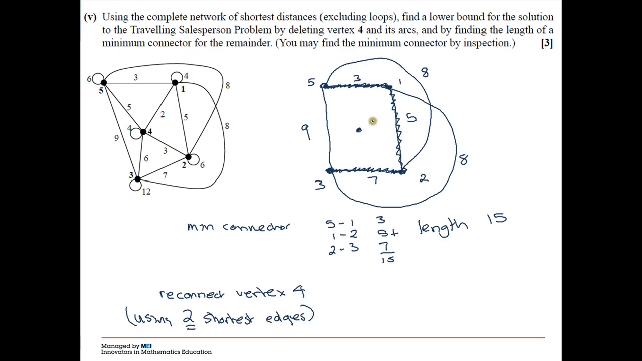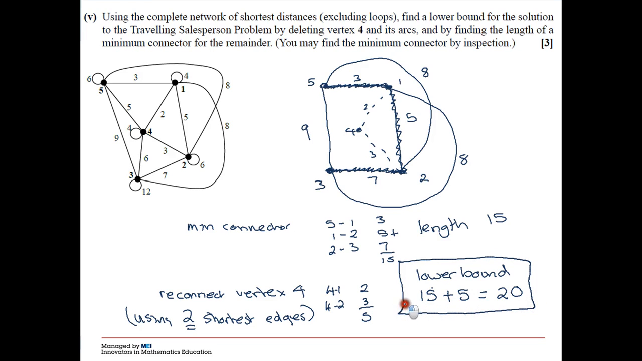So if I put 4 back in the middle there, I would use that one because that has a length of 2, and this one because that has a length of 4. So I'm using 4 to 1 with a length of 2 and 4 to 2 with a length of 3, which is 5. So I can say that my lower bound is going to be the minimum connector plus the edges to reconnect vertex 4, and that means it has a length of 20.